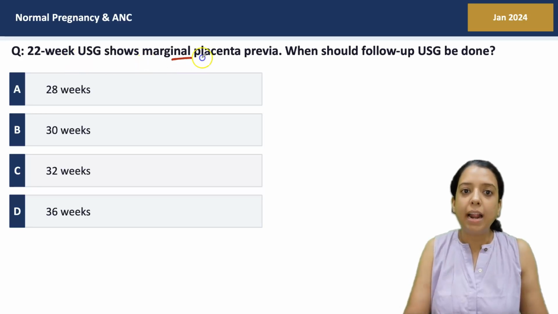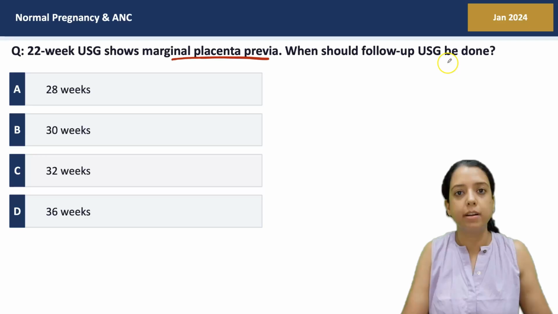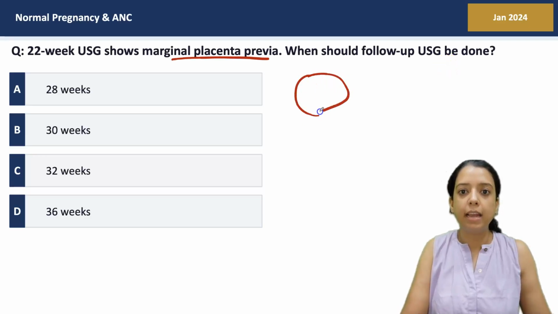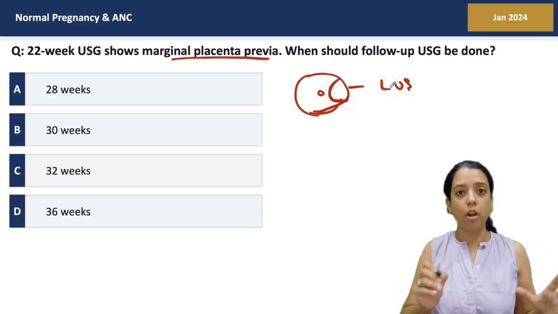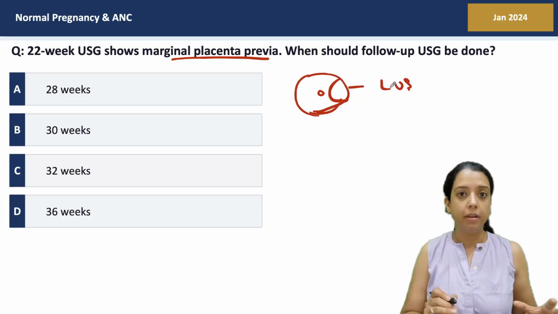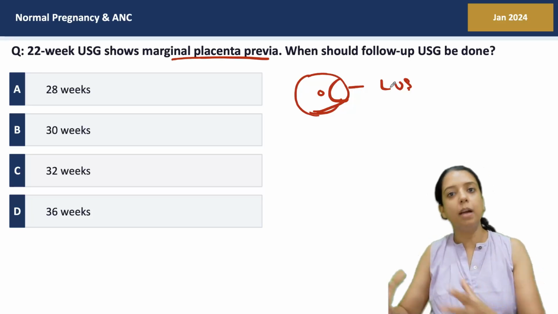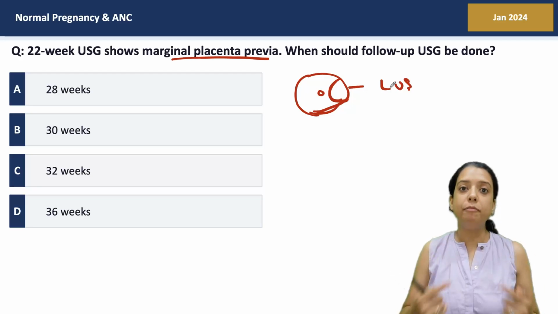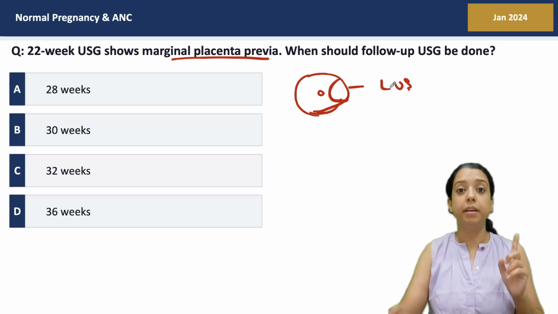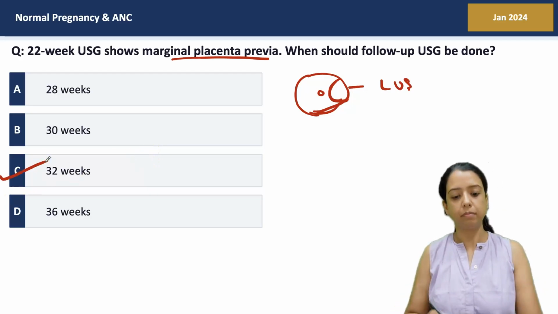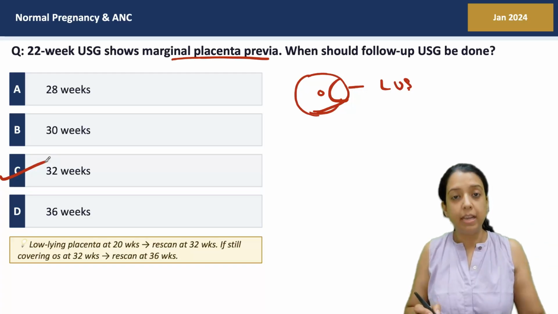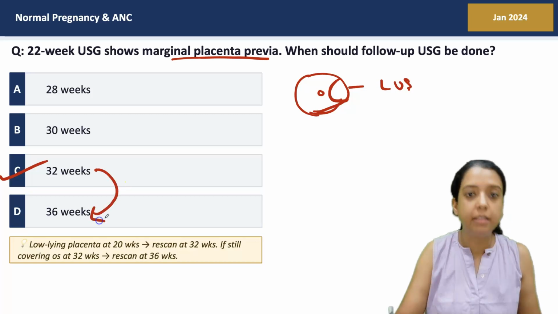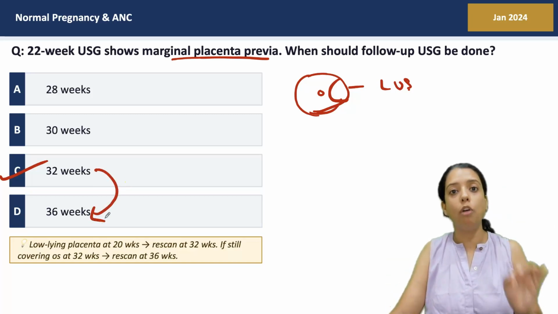A 22 weeks ultrasound shows marginal placenta previa. When should the follow-up ultrasound be done? When the placenta in the early weeks is marginal, reaching the lower uterine segment, there is something called placental migration, and on repeat ultrasound the placenta migrates up. So the findings of placenta previa are always reconfirmed at 32 weeks. Whenever you see placenta previa at 20 weeks, you reconfirm at 32 weeks, and after that you again reconfirm at 36 weeks to decide the mode of delivery.